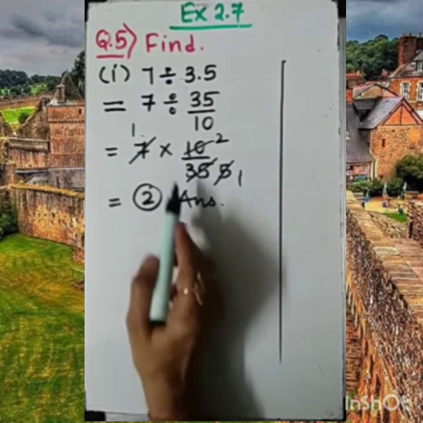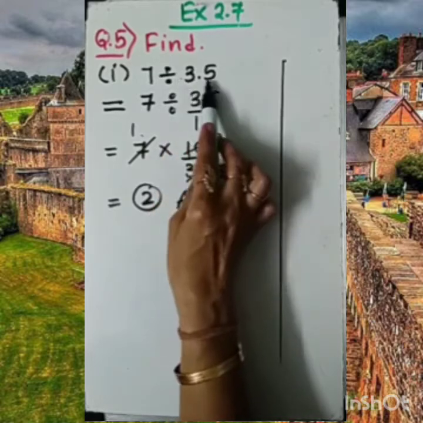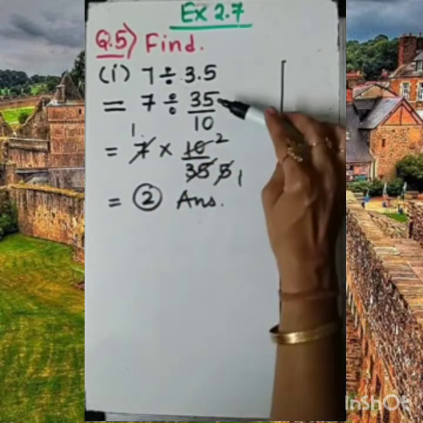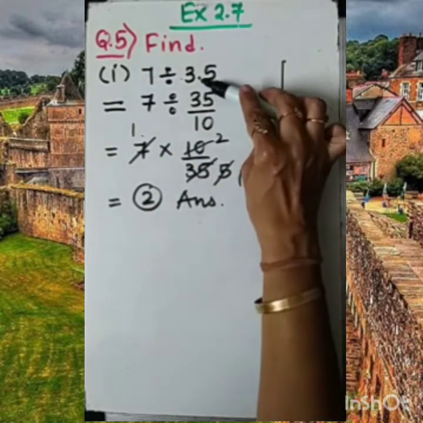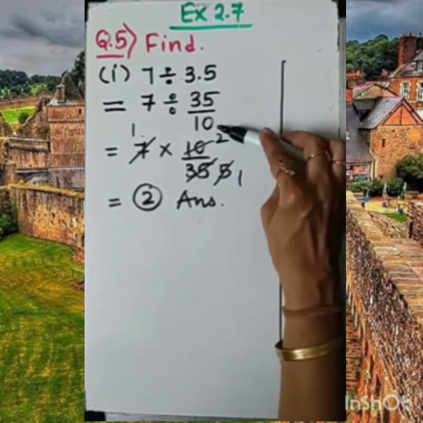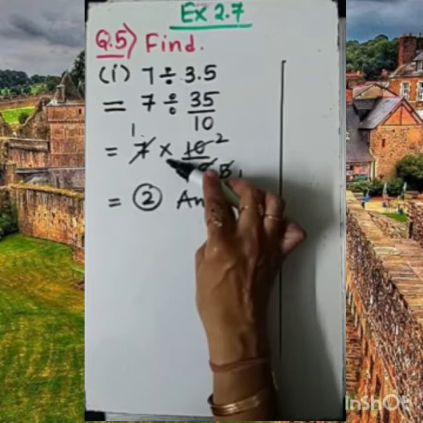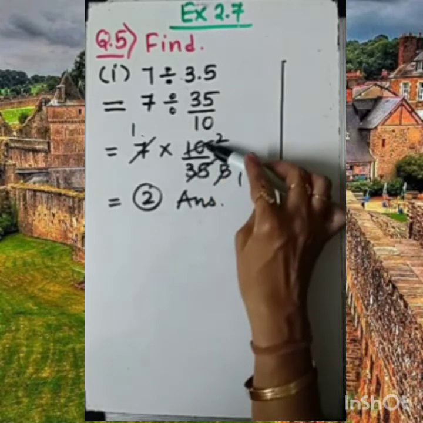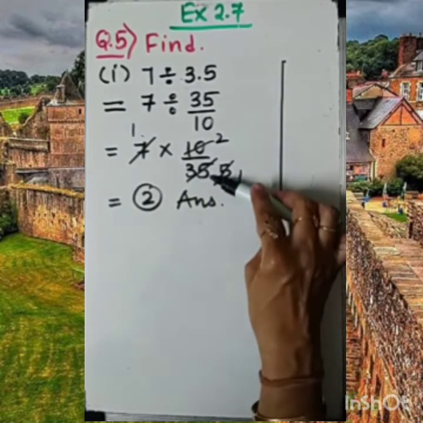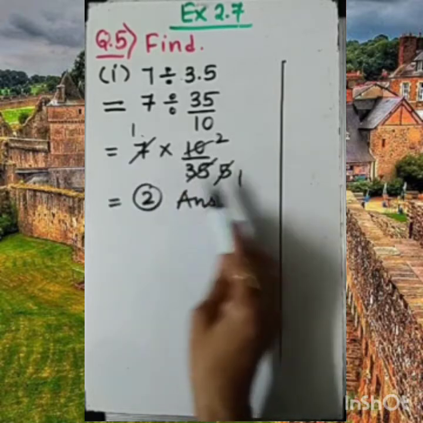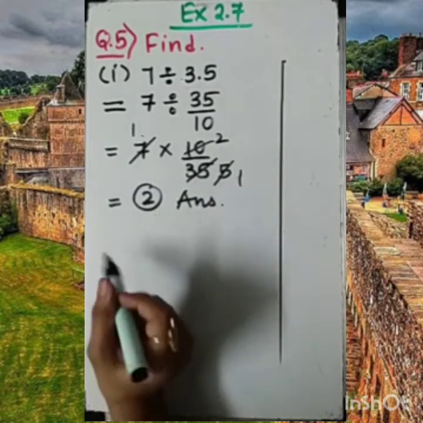I am explaining again. Look at your screen. 7 divided by 3.5. In the beginning step, I remove this decimal, so I have here 35 by 10. This divide I am converting into multiplication, so I have 10 by 35. Now after simplification and cancelling, the final answer is 2.